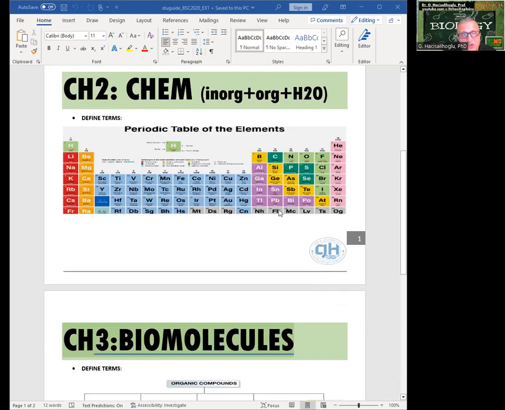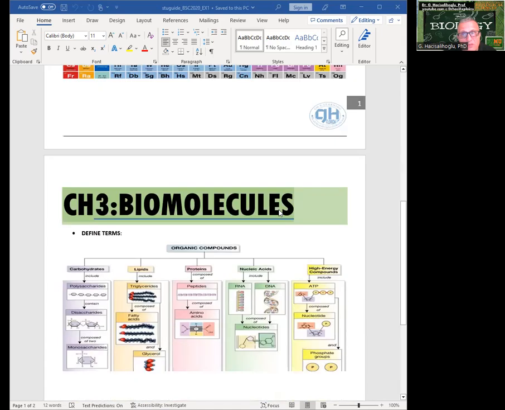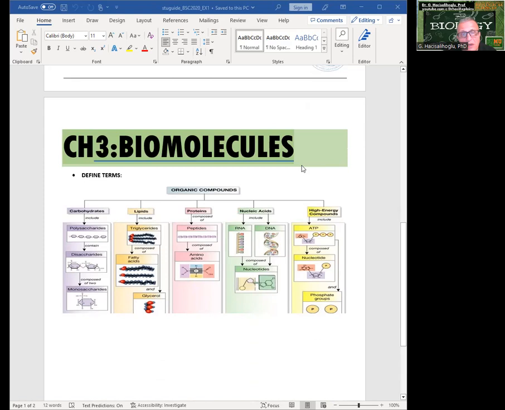That's chapter 2, and chapter 3 is biomolecules. Biomolecules are also called macromolecules. Basically, there are big groups here of biomolecules: carbohydrates, lipids, proteins, and nucleic acids. We also have high energy compounds like ATP, which is adenosine triphosphate. So this is chapter 3, biomolecules, in your green book.